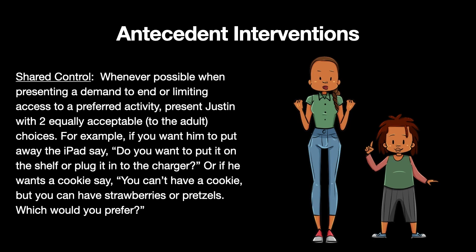Here's an example of instructions for implementing shared control. Make the examples specific to situations that relate to your learner. Shared control: whenever possible, when presenting a demand to end or limiting access to a preferred activity, present Justin with 2 equally acceptable to the adult choices. For example, if you want him to put away the iPad, say, "Do you want to put it on the shelf or plug it into the charger?" Or if he wants a cookie, say, "You can't have a cookie, but you can have strawberries or pretzels. Which would you prefer?"